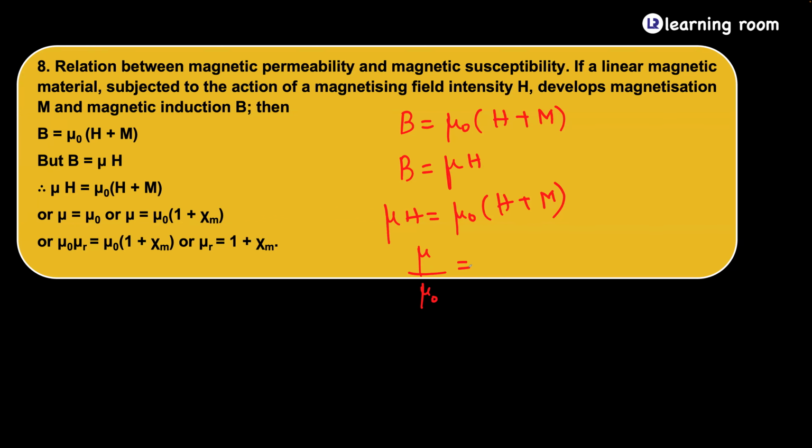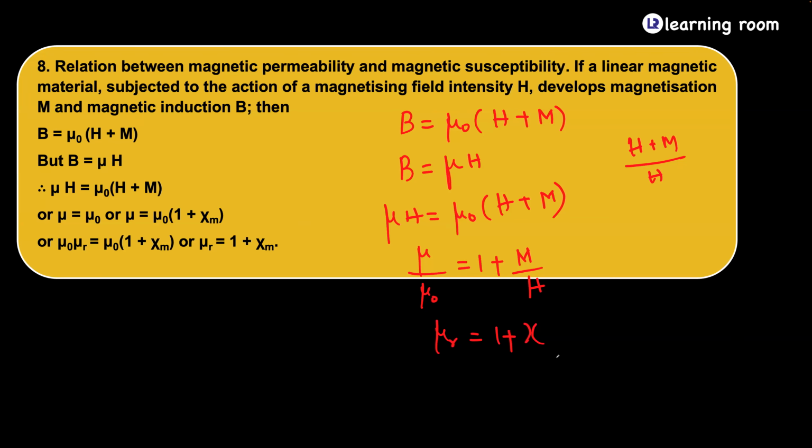I'll take it to the other side. It will be capital H plus M divided by H. So if I spread the H to each term, it will become 1 plus M by H. Understood? So mu by mu naught, sixth point. Mu R is equal to 1 plus M by H, seventh point.